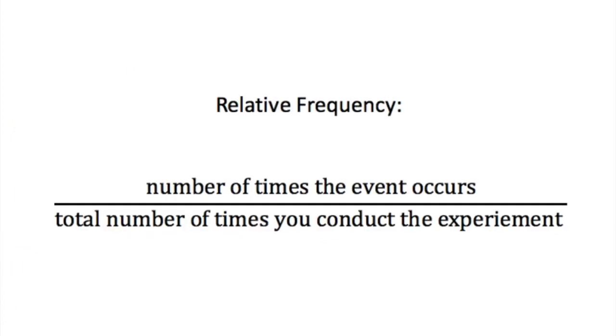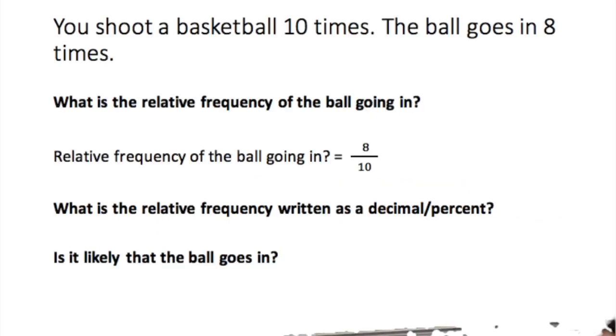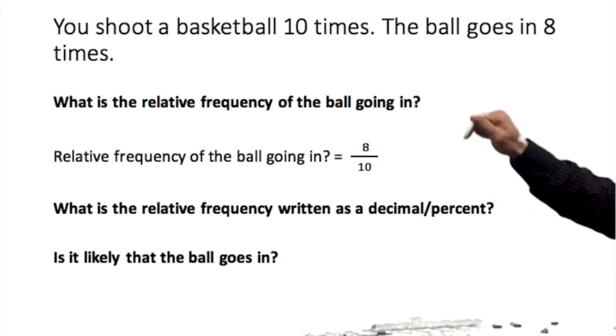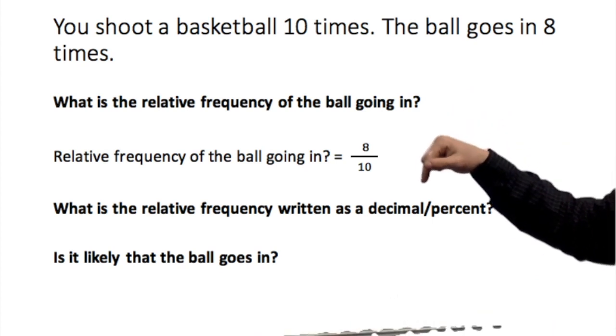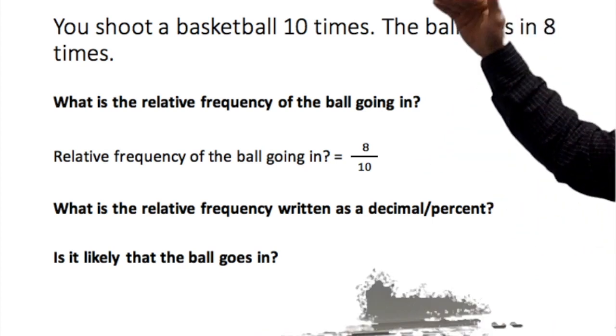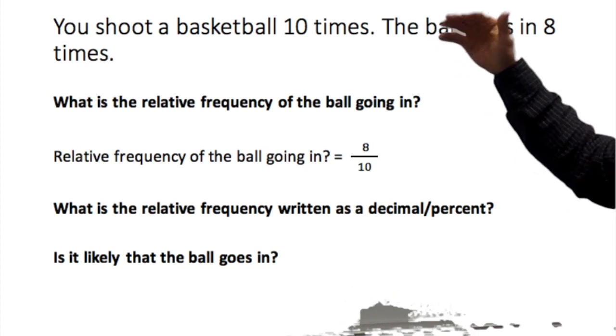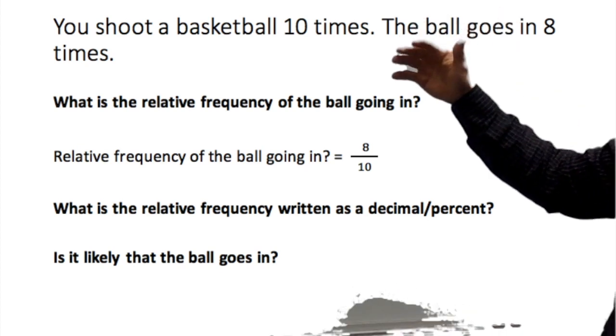Another thing we need to do is talk about relative frequency. Relative frequency is the number of times the event occurs over the total number of times you conduct the experiment. So our relative frequency tells us that on the bottom we have a 10 because we shot 10 times, but on the top we have an 8 because an 8 is how many times you made it.